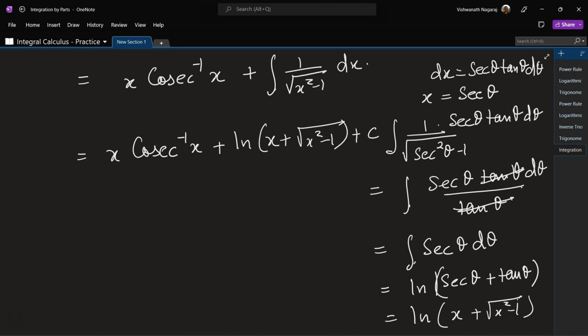Now, we can do the integration like this, or if we remember, we also know that the integral of 1 by square root of x square minus 1 dx is also hyperbolic cos inverse of x plus c. So depending on the context, we can choose whichever of these is relevant.